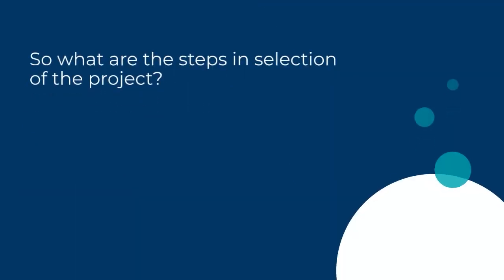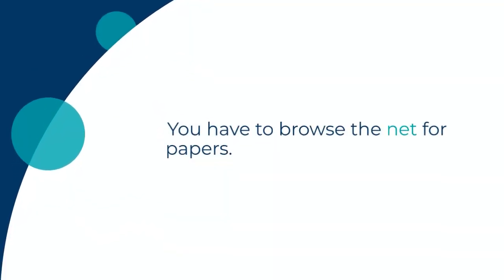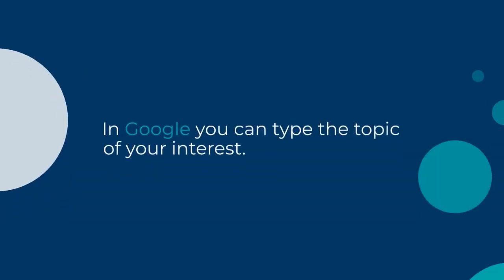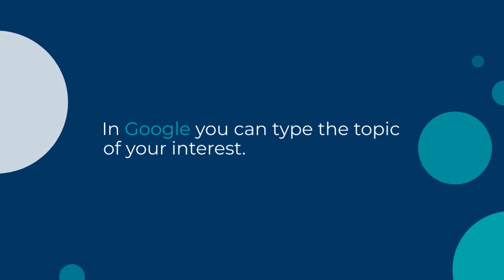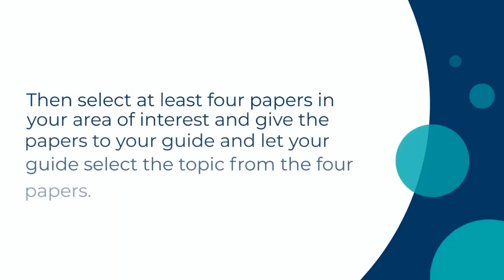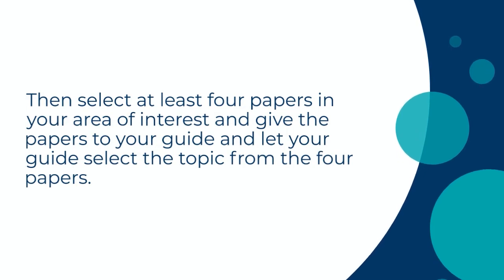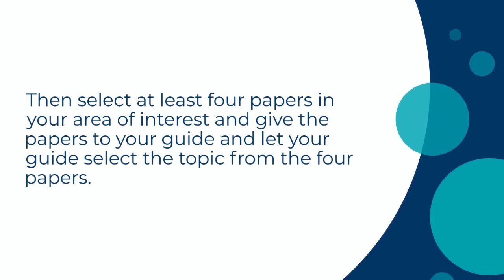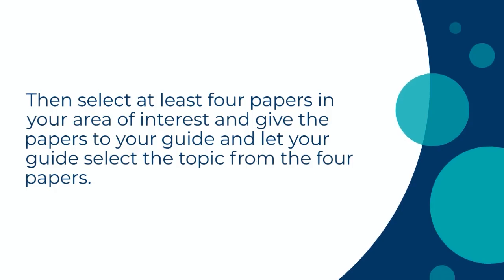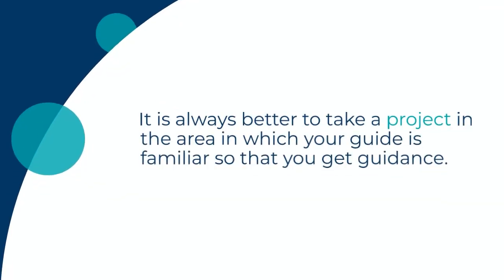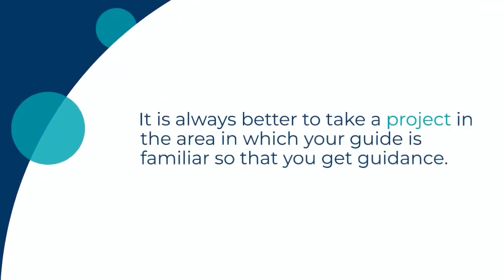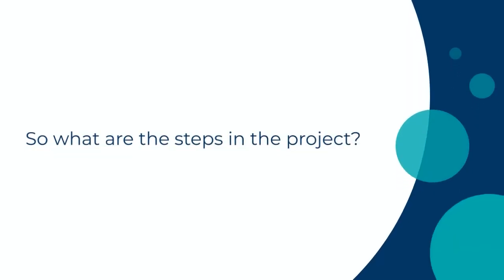So what are the steps in selection of the project? You have to browse the net for papers. In Google you can type the topic of your interest. Then select at least 4 papers in your area of interest and give the papers to your guide and let your guide select the topic from the 4 papers. It is always better to take a project in the area in which your guide is strong so that you get guidance.